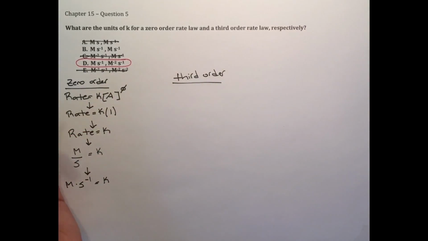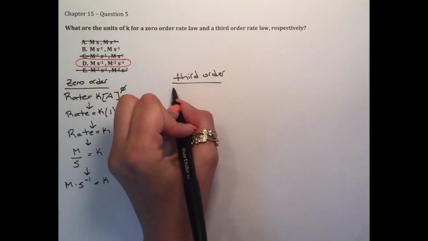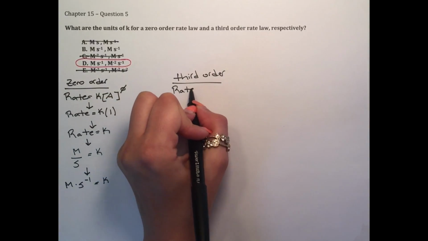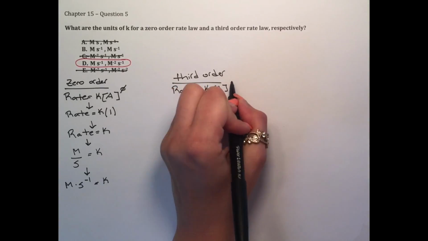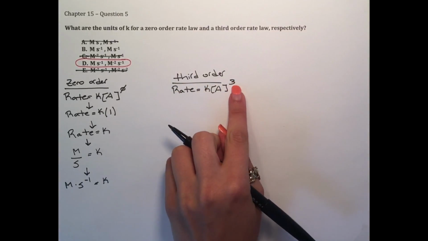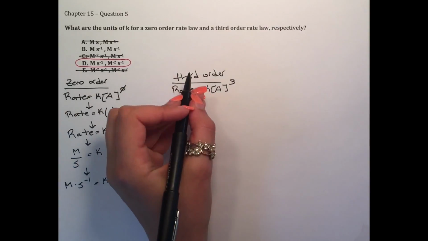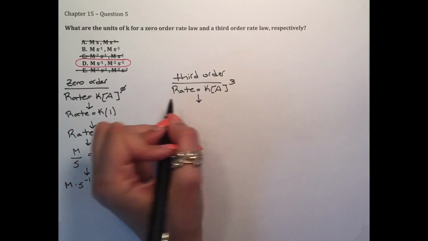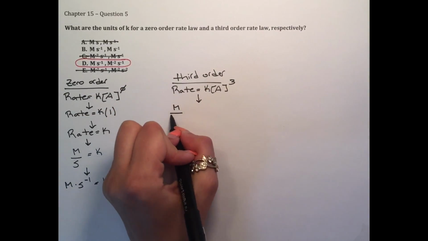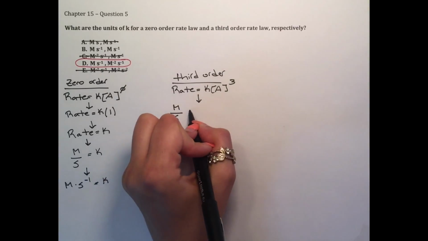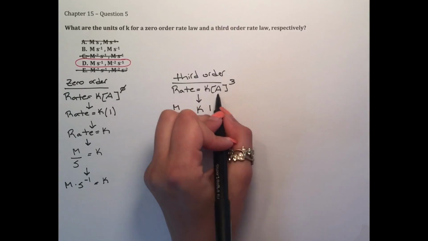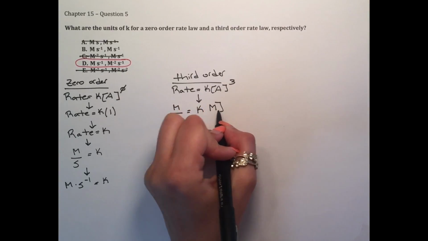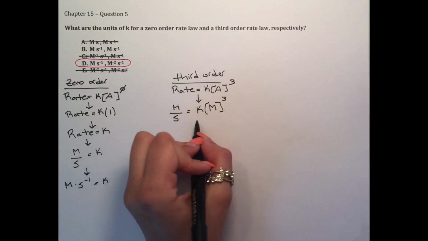Just like the zero order, we're going to go through the same process. So first, let's just write out the rate law. Rate equals K times A to the 3. This 3 is because it is third order. Now let's plug in our units. For rate, we know we have molar over seconds. We don't know what K is, and we know that inside these brackets is concentration, which is molar to the third.